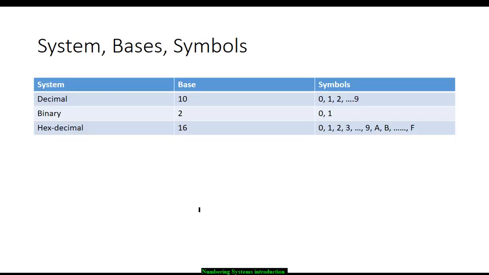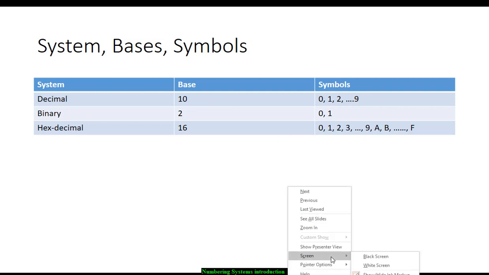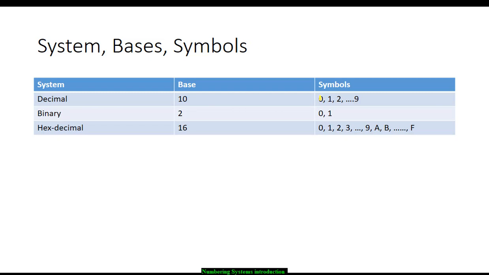Right, so systems, bases, and symbols. Decimal, we explained, is base 10, binary is base 2, and hexadecimal is base 16. If you look at the symbols, let's change the color again, let's go to yellow. You will see that in decimal you count from 0 to 9. In binary, you just count in zeros and ones. Very important that you know that. And in hexadecimal, you count from 0 to 9, and then you start with A, B, C, D, E, and F, which makes 16 symbols. And that is your base 16.